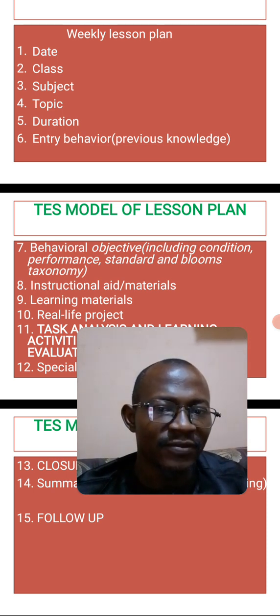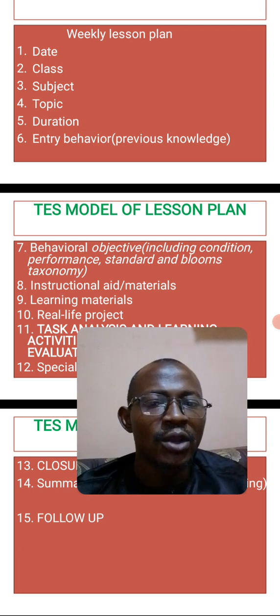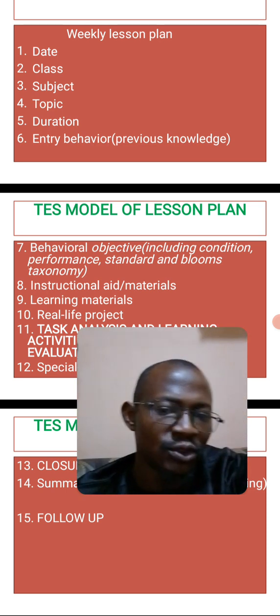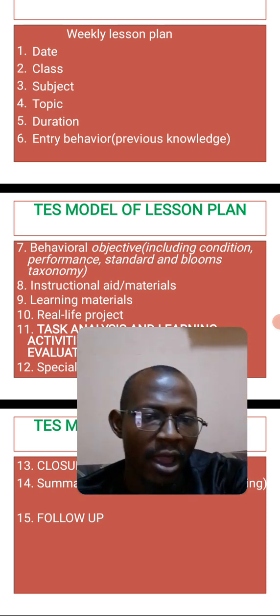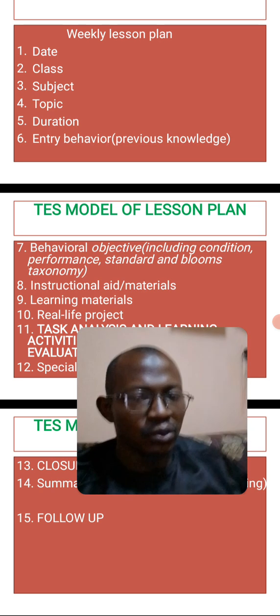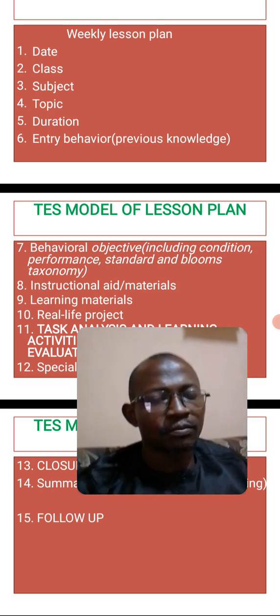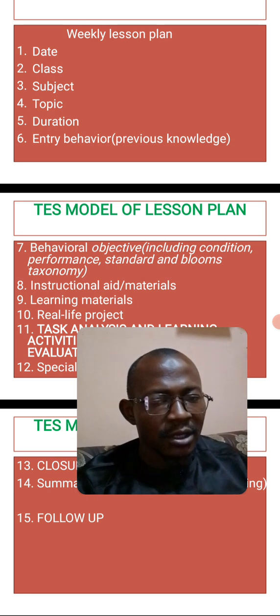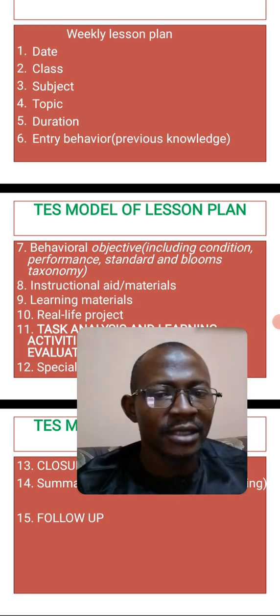And now the performance is that they should be able to do this or do that. They should be able to state, define, distinguish, analyze. So you state what they need to do. You give a standard, with 100% accuracy, 80% accuracy, or whatever level of accuracy you require. The level of accuracy required should be stated as a standard.